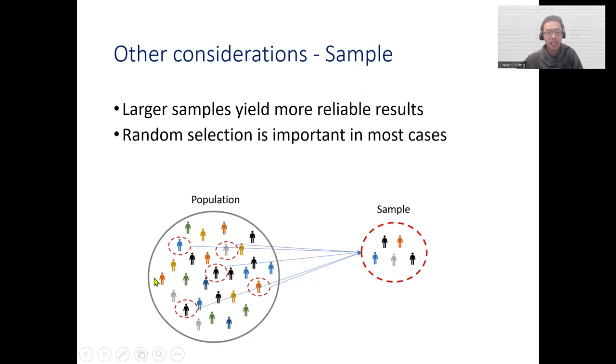And when you are selecting individuals from the population, it's important to do a randomized selection, okay? You want to include people from a variety of backgrounds, unless your study is specifically tailored to a specific age group, for example, or a specific ethnic background, or a specific gender. But otherwise, generally, you want to randomize your selection in most cases.